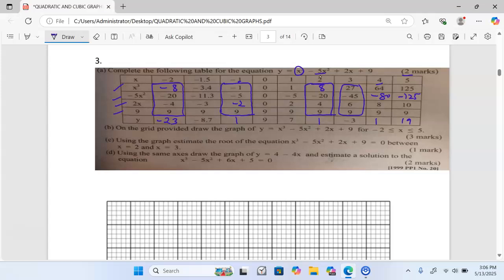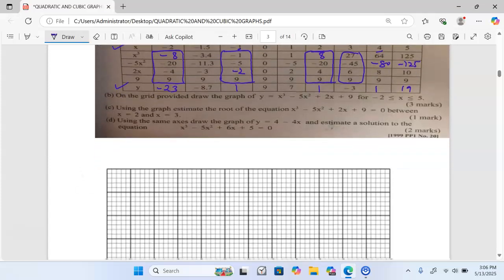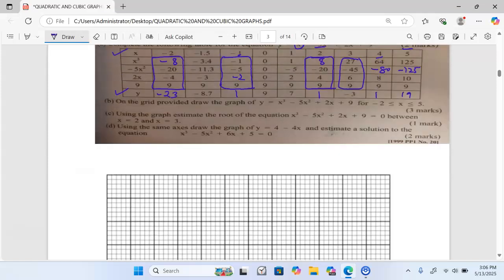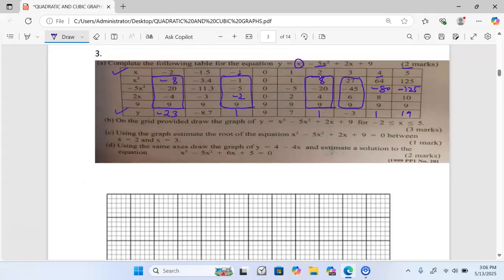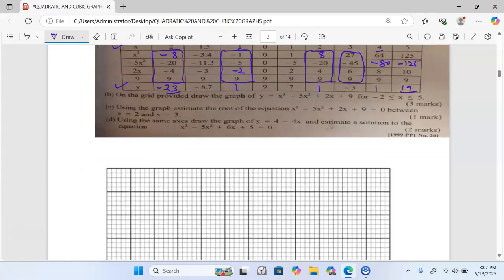After getting the table, remember we usually plot. We are going to plot x against y for us to get our curve. If you look at the highest value of y downwards from the origin, we have -23, and upwards we have 19. And the highest value of x to the right of 0 is +5, and to the left of 0 is -2.